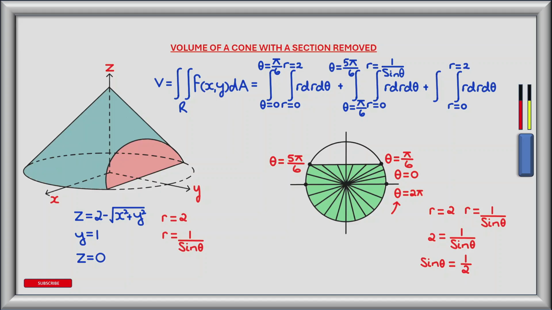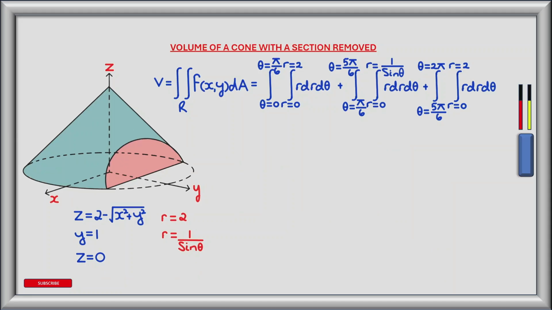The second of the outer integrals begins where the circle meets the horizontal line for the first time. So that's where theta is equal to pi by 6. It then ends where the circle meets the horizontal line for the second time. So that's where theta is equal to 5 pi by 6. And the third of the outer integrals begins where theta is equal to 5 pi by 6, so where the horizontal line meets the circle for the second time, and continues to where theta equals 2 pi, and where the area is complete. Now let's deal with the height component, f of xy.